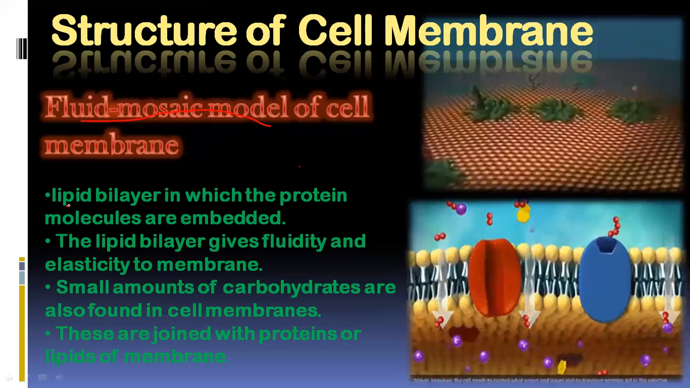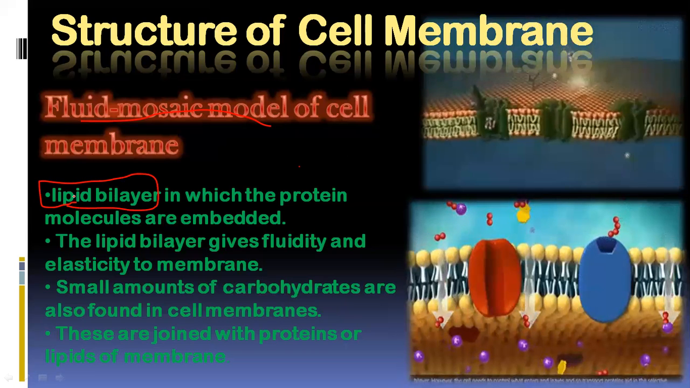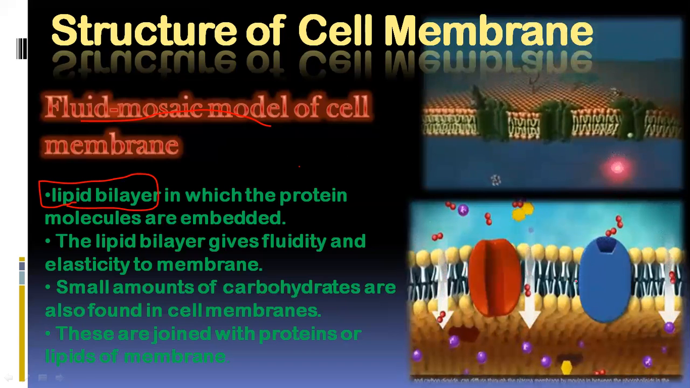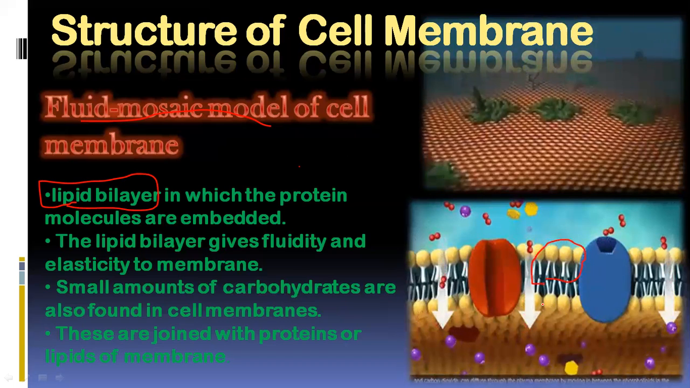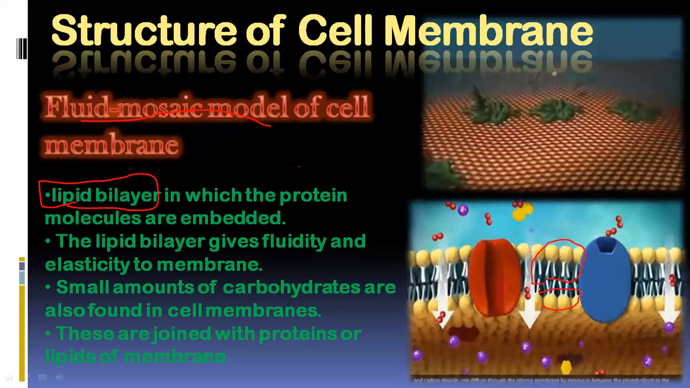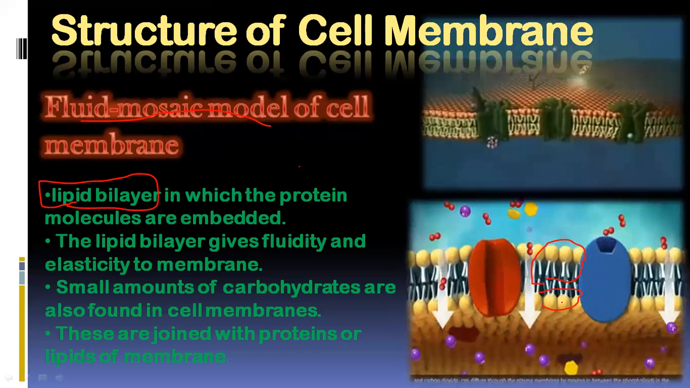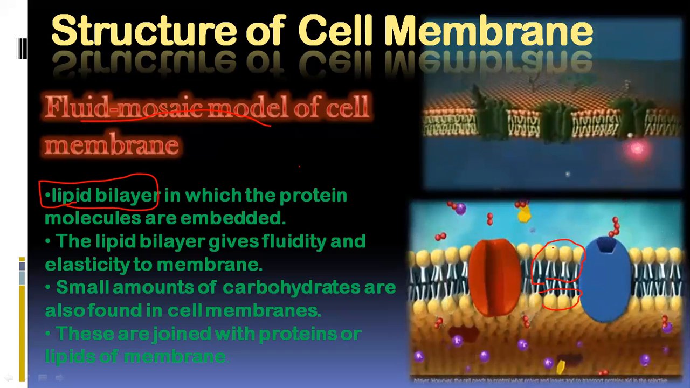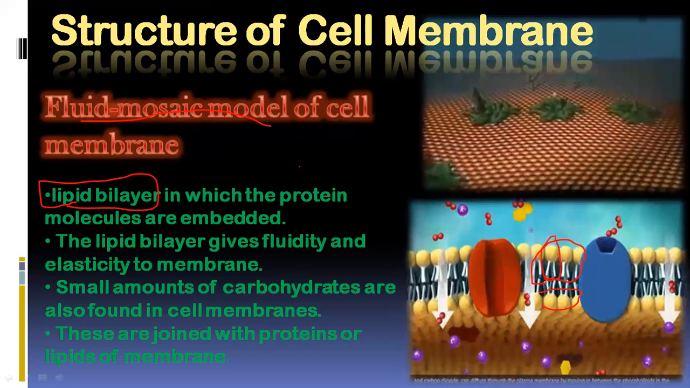First of all, it is made up of a lipid bilayer. Bi means two, so two layers are there which are made up of lipids. Here you can see clearly, this is one lipid layer and this is the other lipid layer. So it is one cell membrane, but it is made up of a lipid bilayer, two layers of lipid molecules. This is one lipid molecule. This is one lipid molecule.